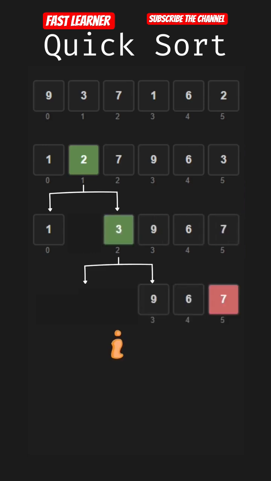We move to the right section 9, 6, 7, and pick the last element 7 as the pivot. Since there are no elements in the left section of 3, we skip directly to sorting the right section. First, we check 9, which is greater than 7. Since it's larger, no changes are made.